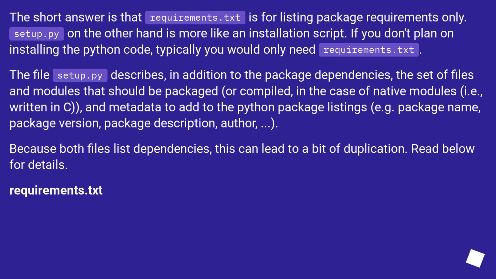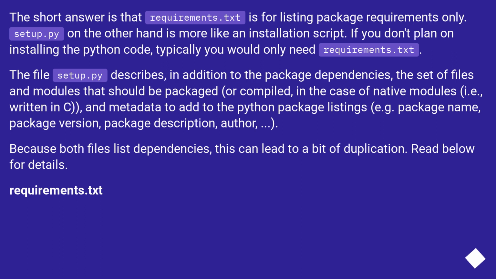The file setup.py describes, in addition to the package dependencies, the set of files and modules that should be packaged, or compiled, in the case of native modules, i.e., written in C, and metadata to add to the Python package listings, for example package name, package version, package description, author. Because both files list dependencies, this can lead to a bit of duplication. Read below for details.